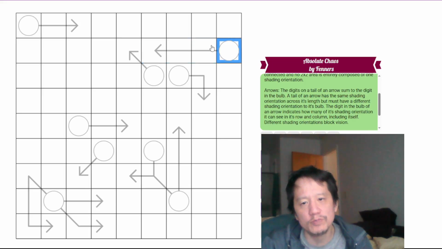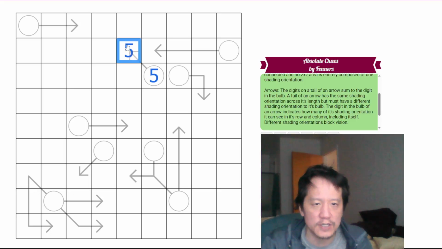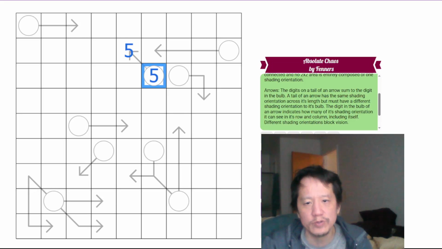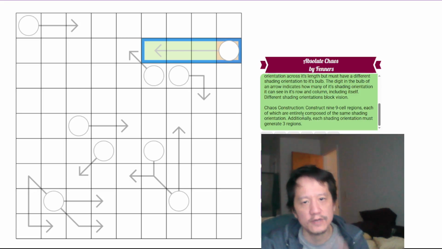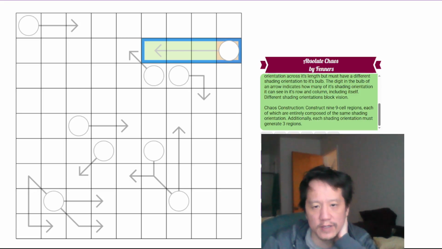Also, the bulb must be the same as the sum of the digits in the tail of the arrow. So as an example, if this were 5, this would have to be 5, because the sum of the digits on the tail must equal what's in the bulb. And all of these are the same shading orientation, but they must be different from the shading orientation of the bulb. So these would be the same shading orientation. This would be a different one, and that's guaranteed for the arrows and the bulbs.